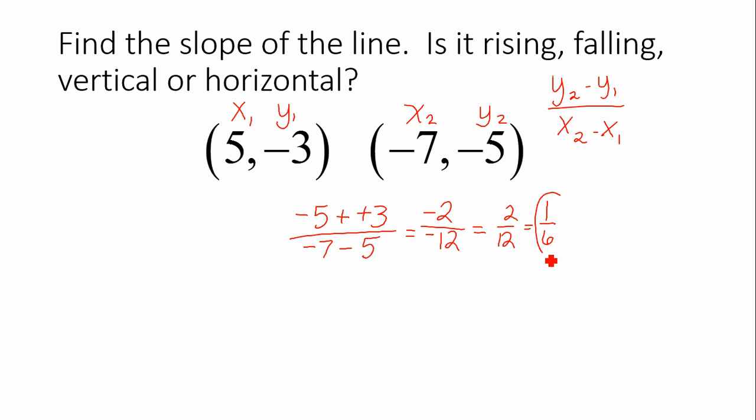So using this slope, guys, now we need to answer, is it rising, falling, vertical, or horizontal? Because the slope is positive, we would say that this is a rising line. It is increasing because the slope is positive. If it's negative, then it falls. Vertical, think about vertical, when your slope is undefined. And it's horizontal when you have a zero slope. So think about those things when you're answering those questions.